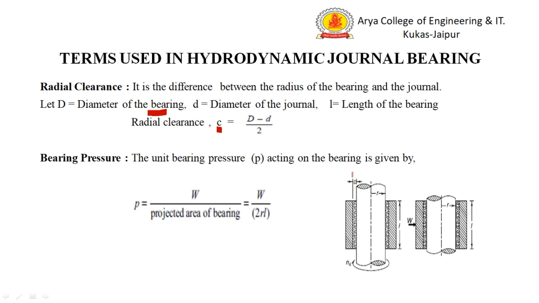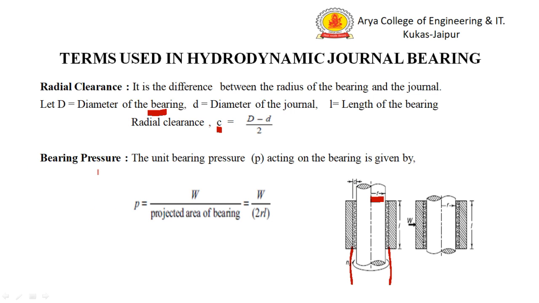This is shown in this diagram. Small r is the radius of the journal and this is the diameter of the bearing. So this is the clearance C, radial clearance C.